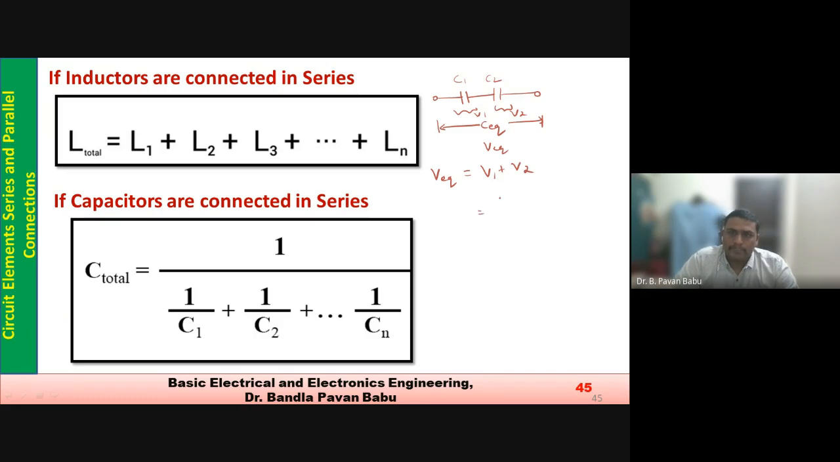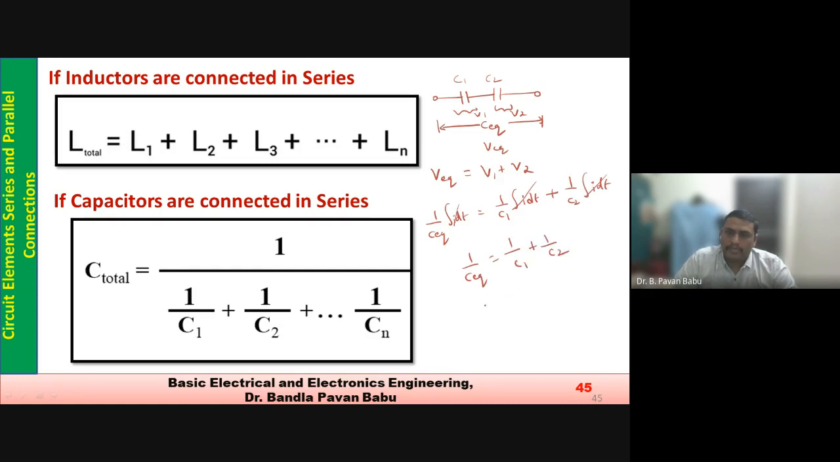So what is the voltage applied across this equivalent capacitance? 1 by C equivalent integral I dt. And what is the voltage applied across C1? 1 by C1 integral I dt, since the current remains the same for series elements. And 1 by C2 integral I dt. If you cancel out these terms, then it becomes 1 by C equivalent equals 1 by C1 plus 1 by C2.